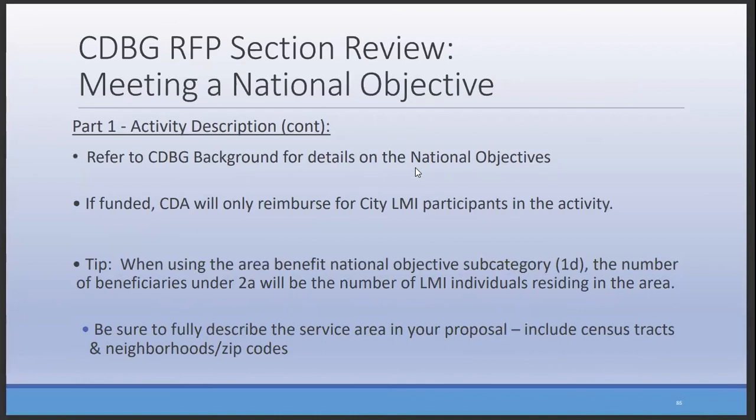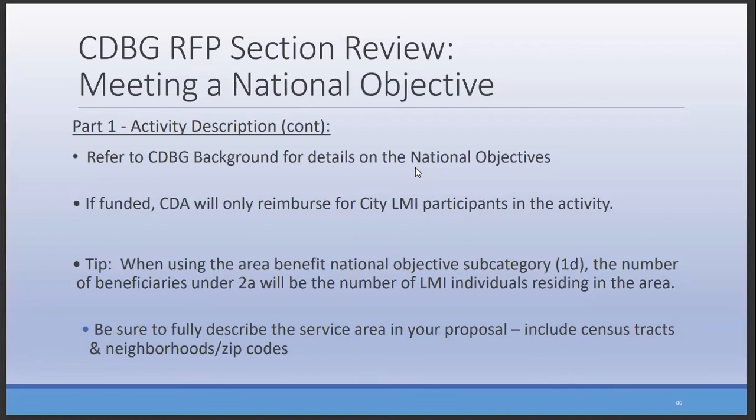Meeting a national objective. For this section, refer to the CDBG background of the RFP, as well as a presentation on designing CDBG eligible programs to determine which national objective your activity will be meeting. If funded, CDA will only reimburse for low to moderate income city residents participating in the activity. For example, if you have a job training program and you serve 200 people annually, but only 150 of them are city residents, CDA will only pay for those 150 people.